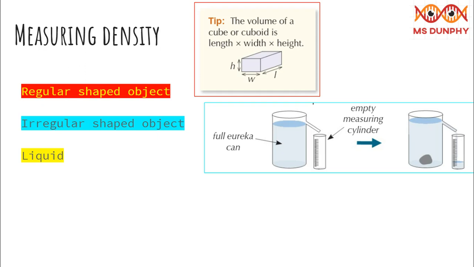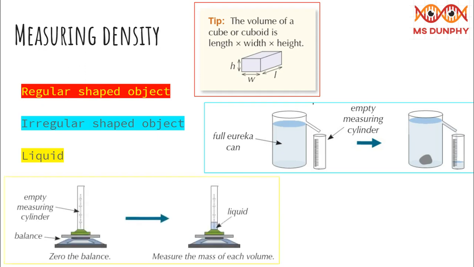If you're measuring the density of a liquid, place a measuring cylinder on a balance and zero the balance. Pour 10 ml of the liquid into the measuring cylinder and record its mass. Pour another 10 ml into the measuring cylinder and record the total volume and mass. Repeat this process until the cylinder is full. For each set of measurements, use the formula to find the density. Finally, take an average of your calculated densities, and this will give you a more precise value for the density of the liquid.